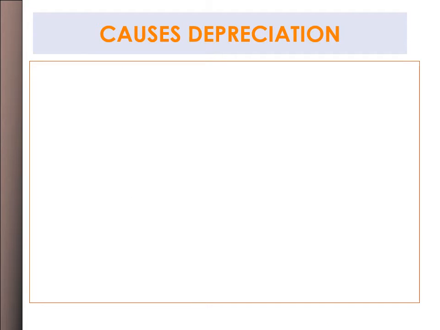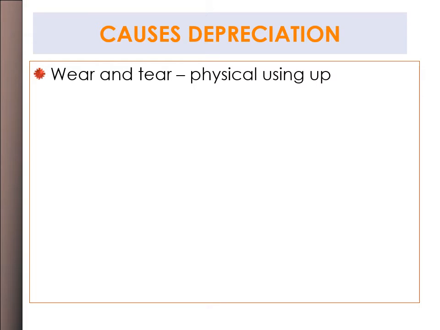And the causes of depreciation, why the non-current asset depreciates. The first, the most common, is wear and tear, the physical use of the non-current asset. For example, the car: we drive it for many miles and kilometers, so it will end up depreciating in value because of the usage of that particular product.